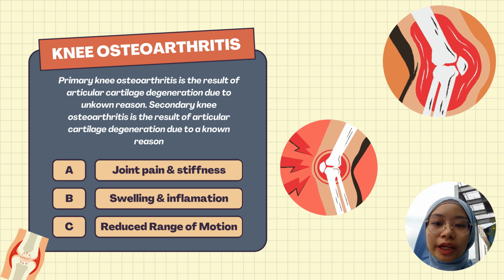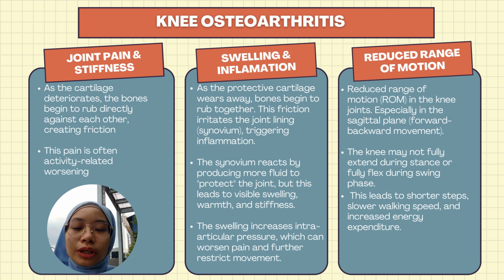So we will be looking at three effects, which are joint pain and stiffness, swelling and inflammation, and lastly, reduced range of motion. Now let's dive into each effect that knee osteoarthritis has on the patient. The first is joint pain and stiffness. As we know, the cartilage acts like a cushion in between the bones. And so as the cartilage deteriorates, the bones begin to rub directly against each other, and this creates friction. This friction will lead to pain, which is often activity-related worsening.